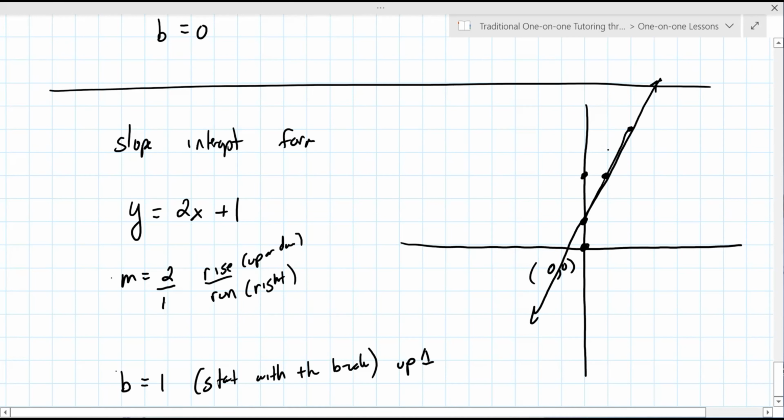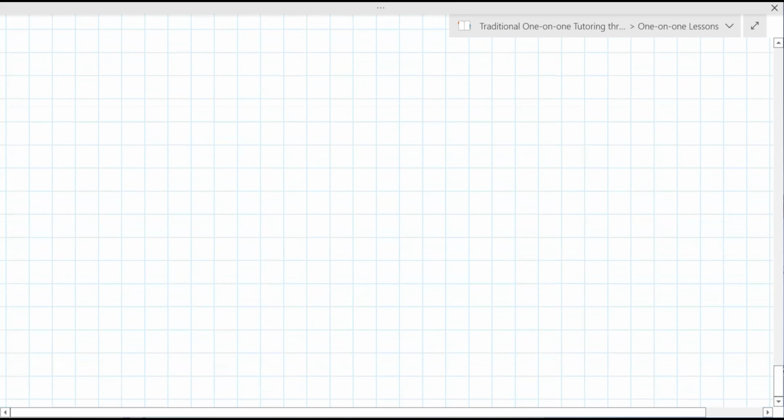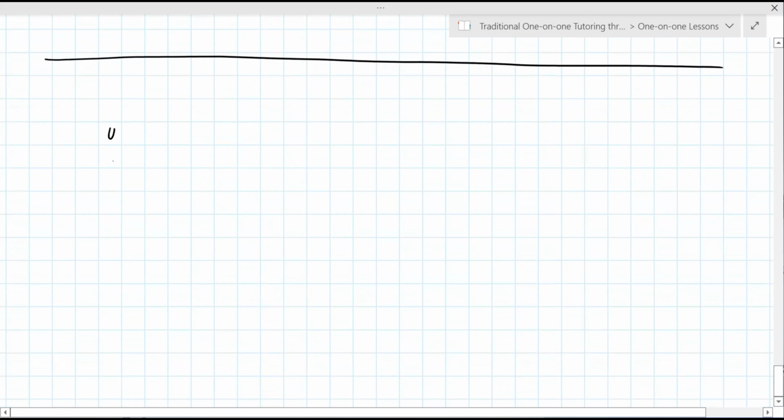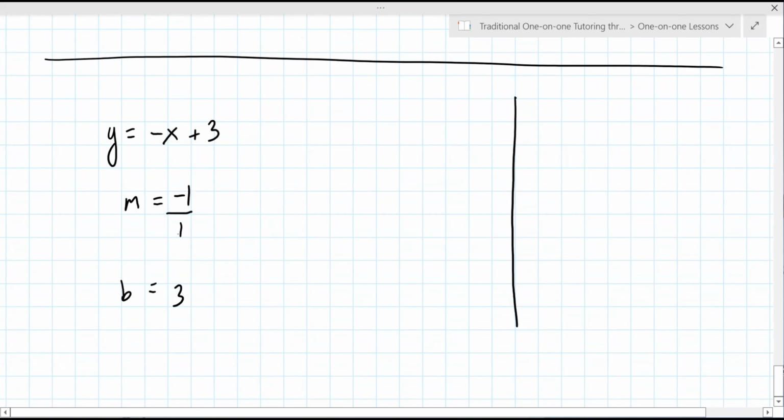All right, new question. So I want you to graph y = -x + 3. What is the slope? What is the b value? The slope is -1, the b value is +3. Right, now the slope we're going to write as a fraction, so you always write it over 1. Now, do you start with the b value or the slope when you're graphing? The b value. The b value, and this tells you how much up or down to go. So we're going to go up 3, 1, 2, 3.